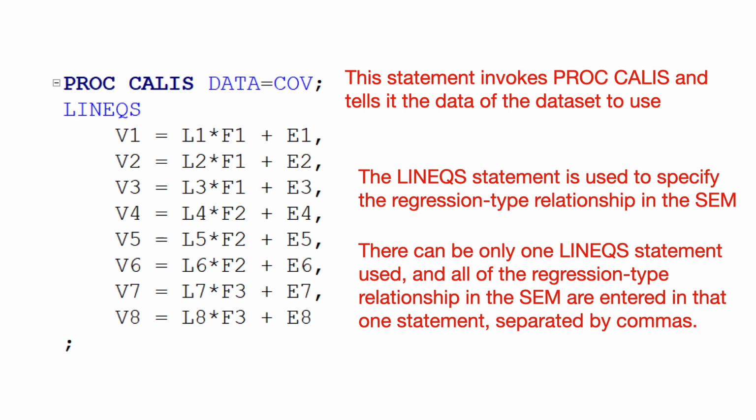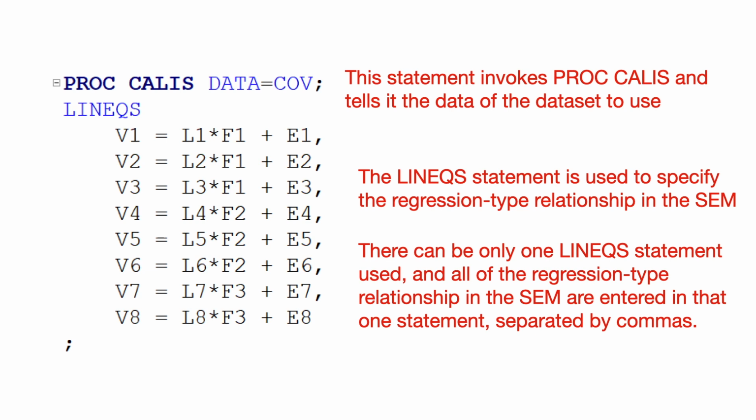So the first statement we see, PROC CALIS data equal COV. This statement invokes the PROC CALIS procedure and tells the procedure the data set to use. Then we have the LinEQS statement. And notice that there's no semicolon right after that. We have a list of equations. The LinEQS statement is used to specify the regression type relationships in the SEM.